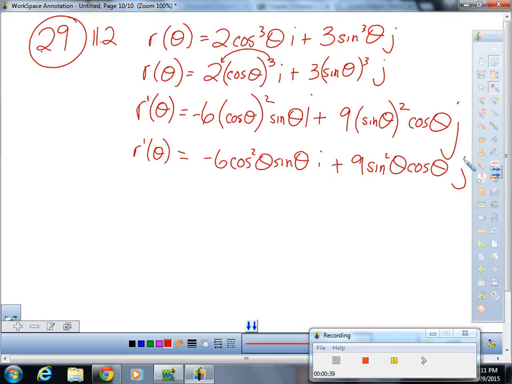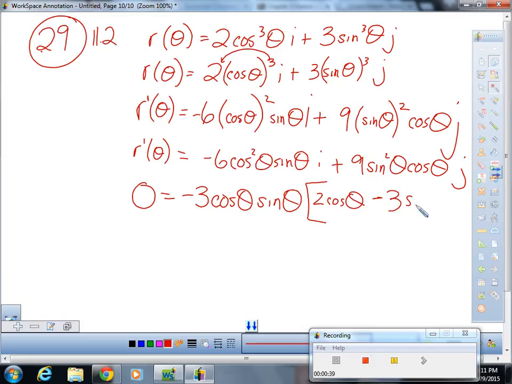Okay, well, if we set it equal to 0, we should just factor out a negative 3 cosine theta sine theta, they all have that, times, here we're left with a positive 2 cosine theta, and here we're left with a negative 3 sine theta. Okay, see how we factored that out? Now, there's a reason that this is a 2 and this is a 3. Since those are different coefficients, this will never equal 0 here, okay?